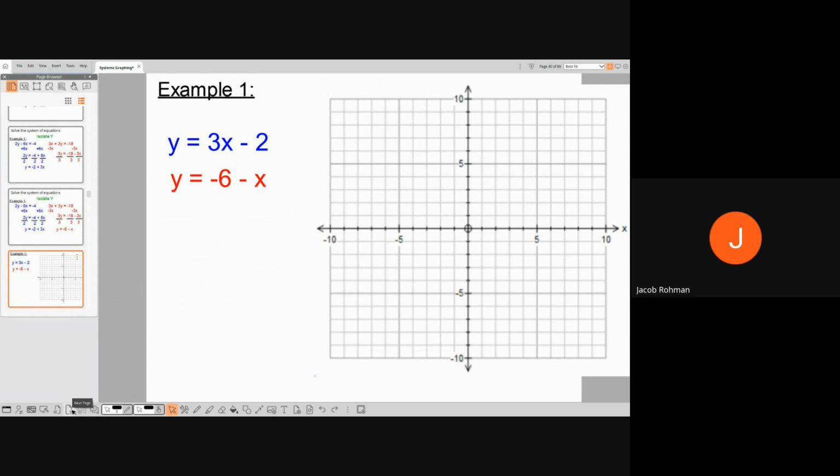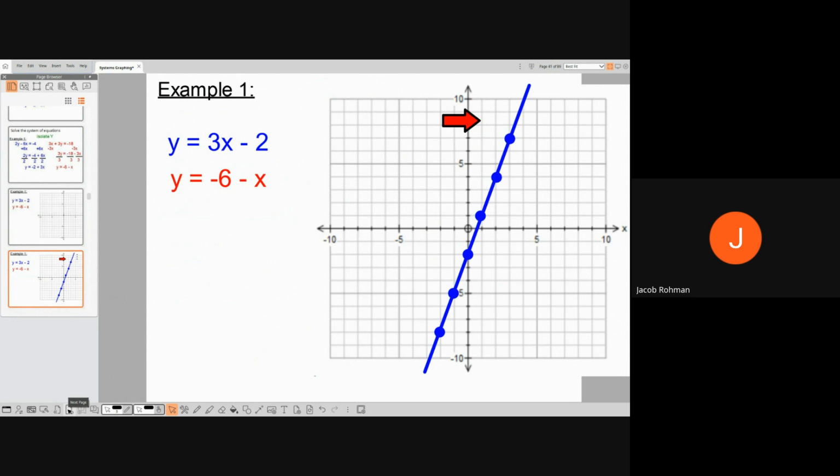So let's look at the blue one first. The blue one, we're going to start with the y-intercept of negative 2, and it's going to have a positive 3 slope. So you're going to go up 3 to the right 1, up 3 to the right 1, or down 3 to the left 1. And then you just connect those dots with a solid line.